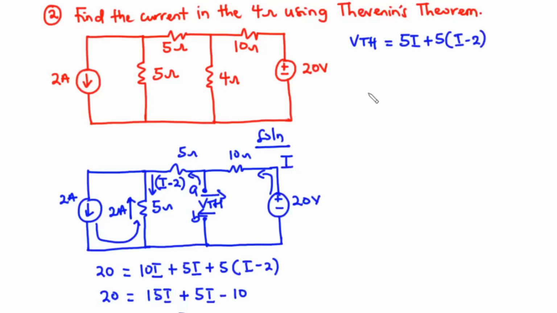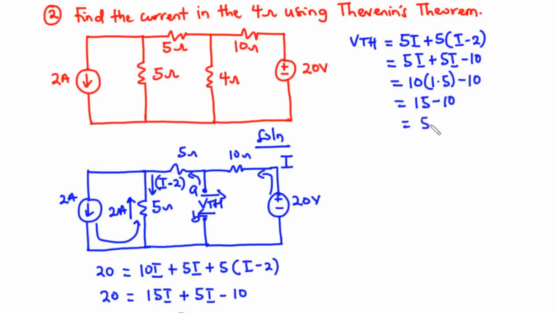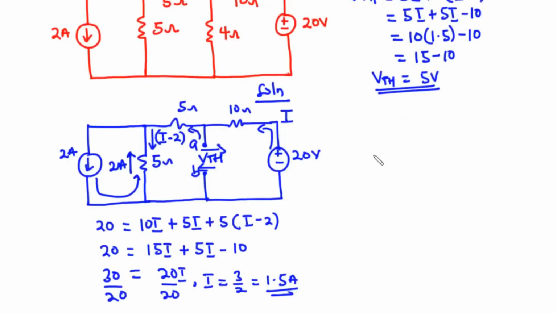Let's simplify this. We have 5I plus 5I minus 10. 5I plus 5I is 10I, so we have 10I minus 10, and we found the value of I to be 1.5. Therefore we have 10 times 1.5 minus 10, which is 15 minus 10, and we have the value of VTH to be 5 volt. Therefore VTH is equal to 5 volt. Now let us find the value of RTH.